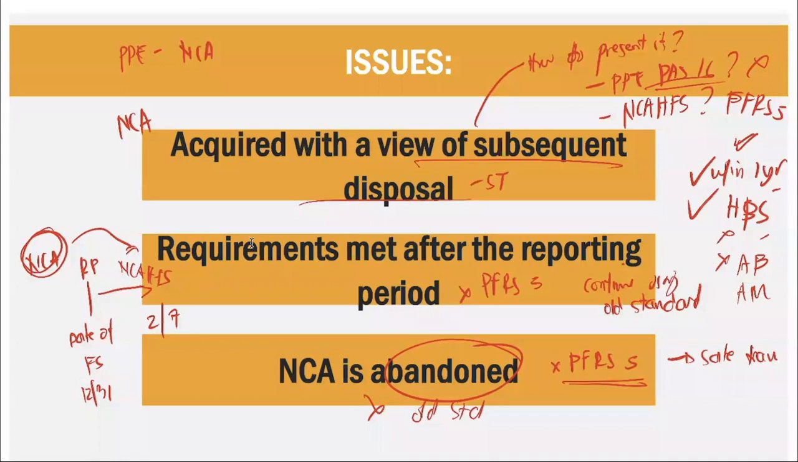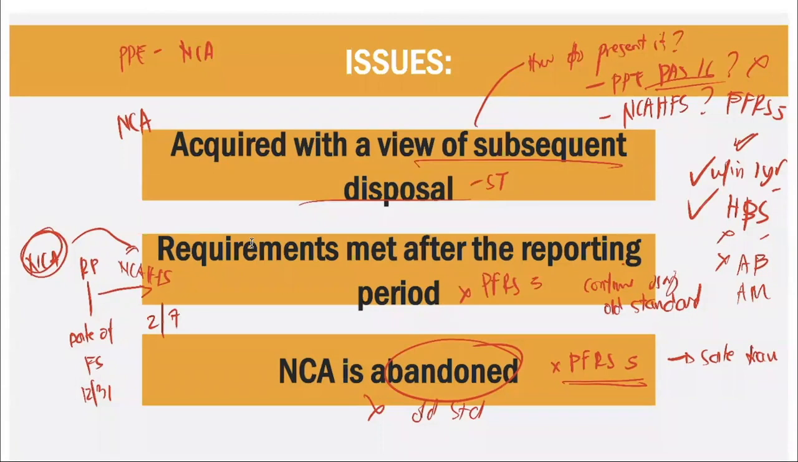Take note on the second one, non-current asset. You have a reporting period in between and then suddenly you meet the held for sale requirement. So even if you meet the held for sale requirement, as of the reporting period, you did not meet the held for sale. So it is after. Since it is after, you do not use PFRS 5, but you continue using whatever standard you use on that particular asset. Next, non-current asset is abandoned.